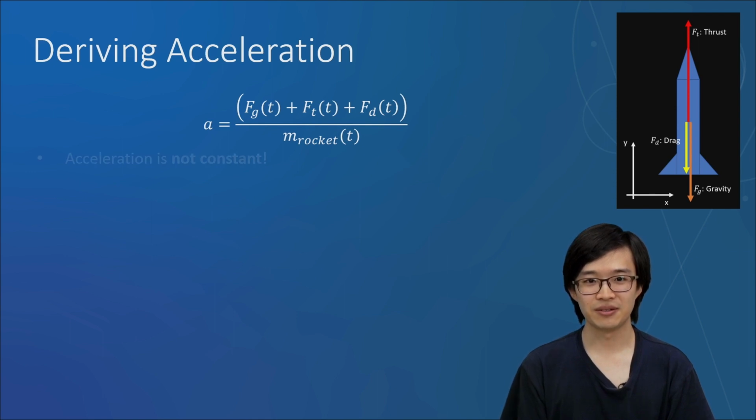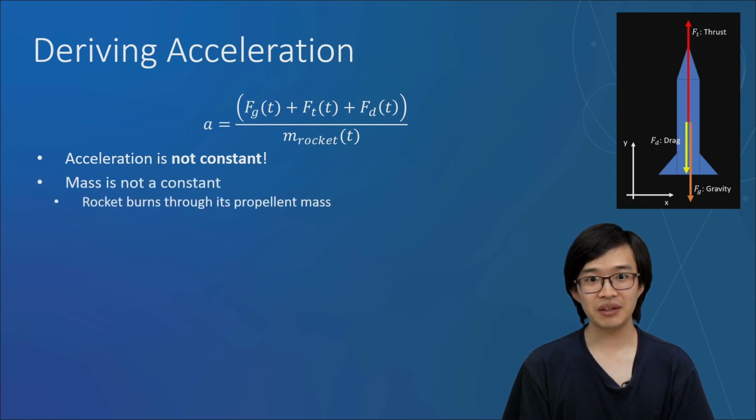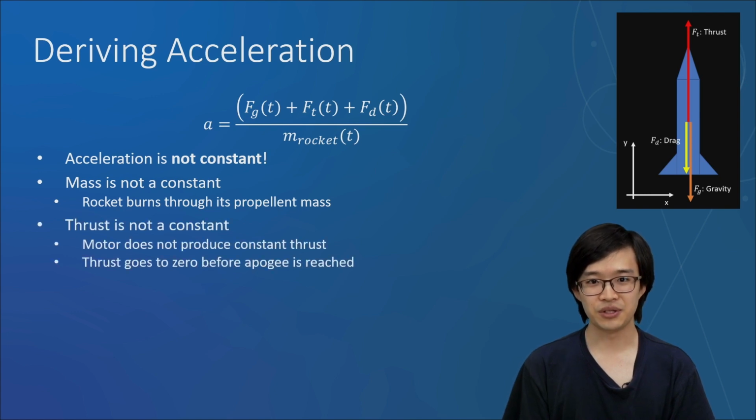Notice anything about the acceleration here? It is not a constant. None of the terms on the right-hand side of the equation are constants, but rather they vary with time. We are denoting this fact by writing Fg(t), Ft(t), and etc., meaning that they are functions of time. As for why that is, let's go through all the factors starting with mass. Mass is definitely not a constant, since it decreases as the rocket burns through its propellant and ejects it through the nozzle.